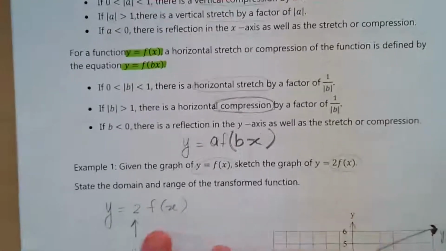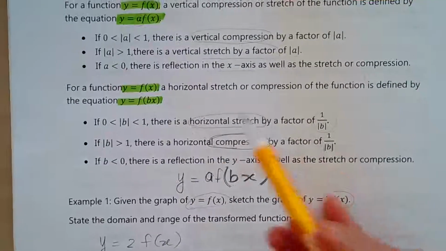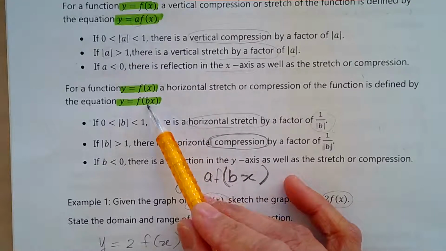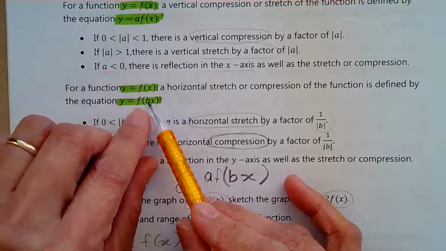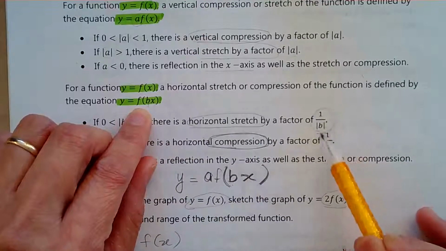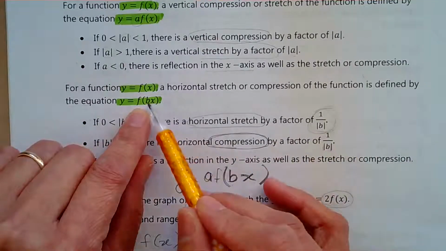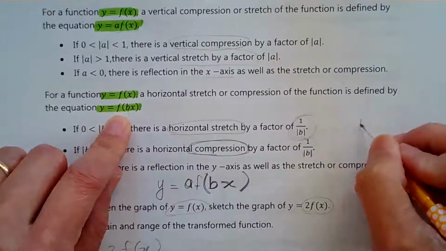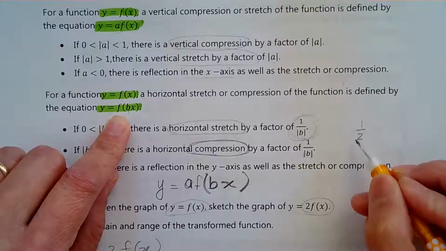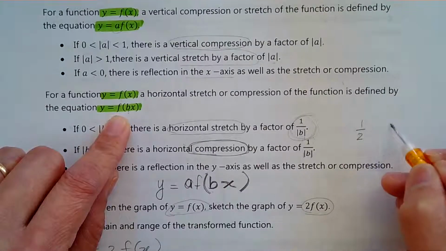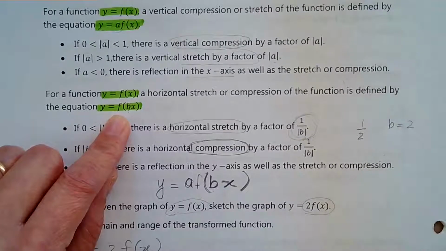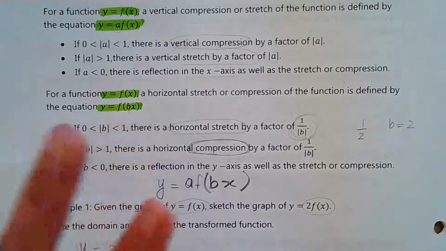Okay. So here, if the b, the factor is going to be 1 over b. So if this is b, the factor is 1 over b. So if we have a factor of a half, that means the b is 2. Mhm. Yeah. Okay. Did that help a little bit?